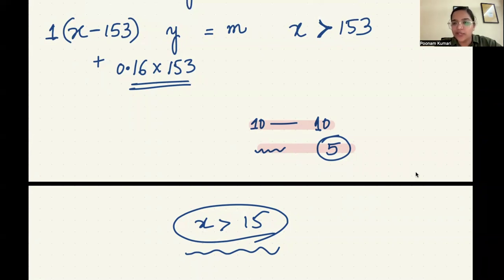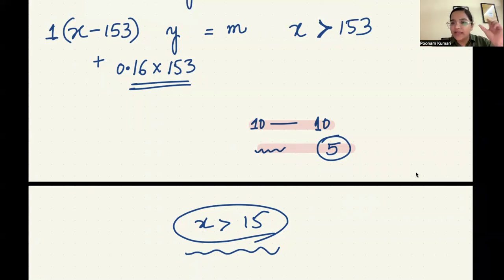अब अगर मैंने आपको बोल दिया, if I have told you that you are buying more than 15, it can be anything, it can be 16, it can be 17, it can be 20. So how much expenditure are you making? If you are buying 15 notebooks, you are definitely buying 10 notebooks. So 10 notebooks, you will be spending 100 rupees. Anything beyond that will cost you 5 rupees. Your x is greater than 15.